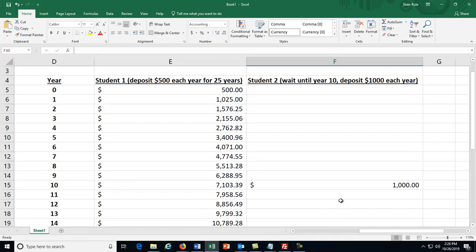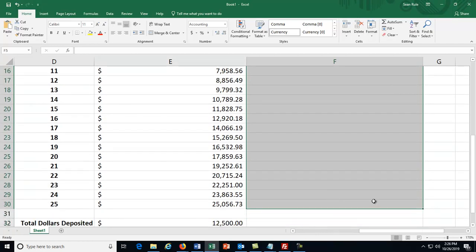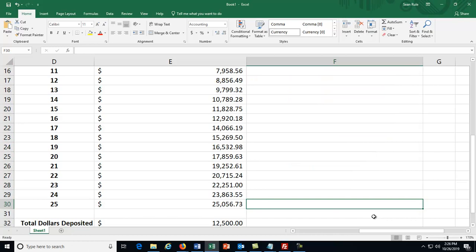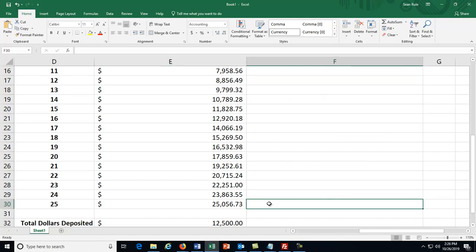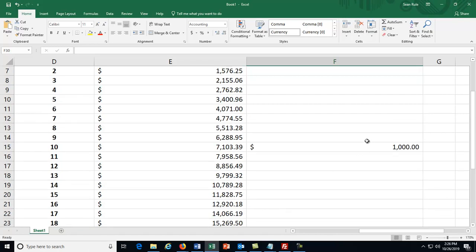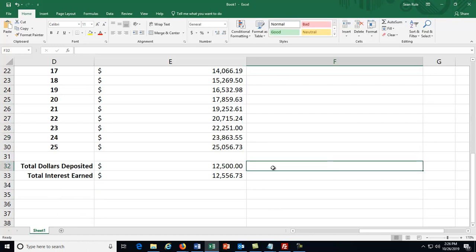They're still, both of these students have a 25-year plan. The first student does not start until year 15. So they're both going to stop at year 25. And just like student 1, student 2 is not going to put the last deposit of $1,000 in year 25. The first one goes up in here in year 10. The last one's going to happen down here in year 24. And then you're going to figure out the total dollars student 2 deposited and also the total interest student 2 earned. And then I'm going to ask you to compare those two in the quiz.